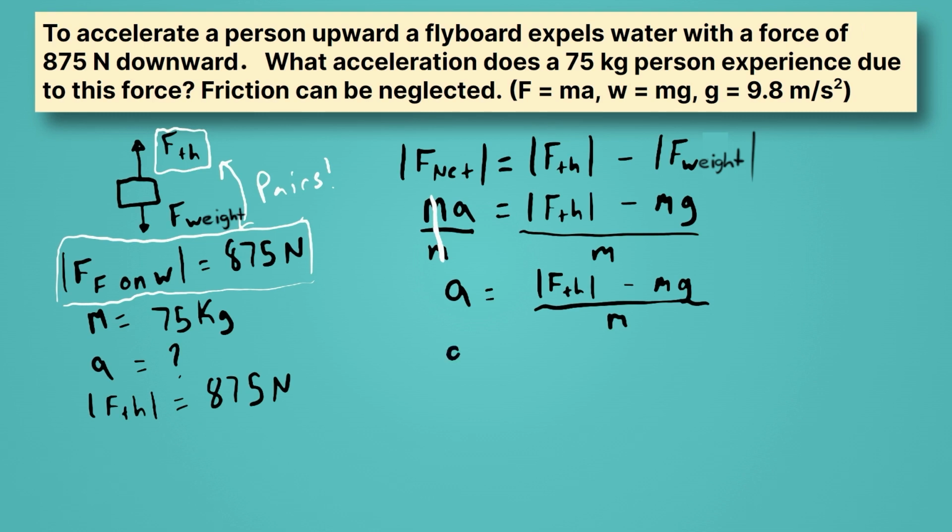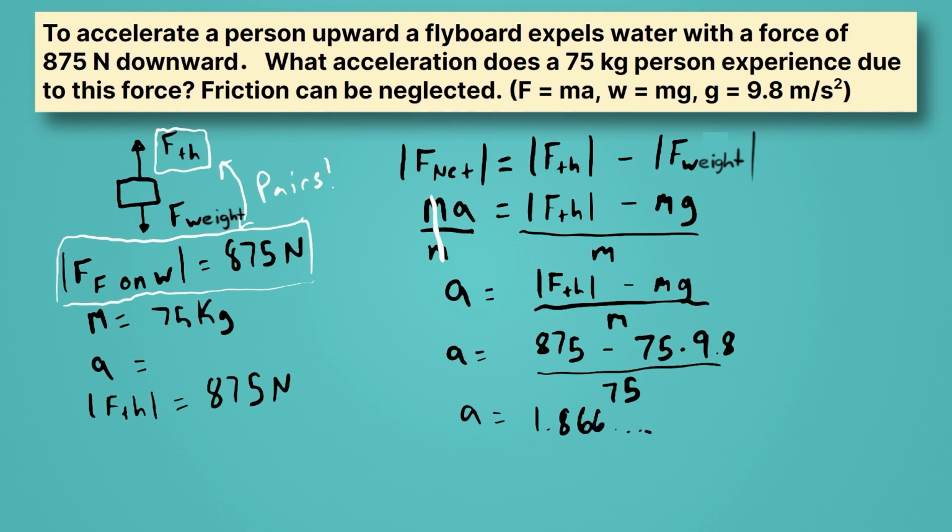Now we're all ready to plug in our knowns. The force of thrust, that's 875 newtons, minus the mass of the man is 75, times 9.8, which is the acceleration due to gravity, all divided by the mass of the man, which is again 75. Okay, so what do we get for acceleration? Well, when we plug all of that into our calculator, we are going to get 1.866... and on it goes.